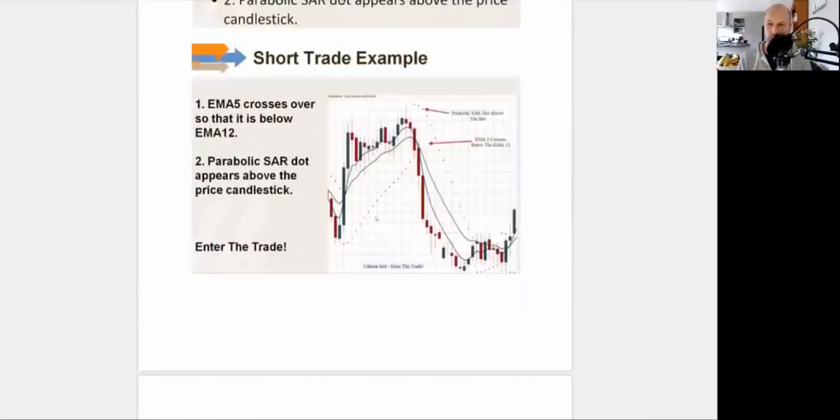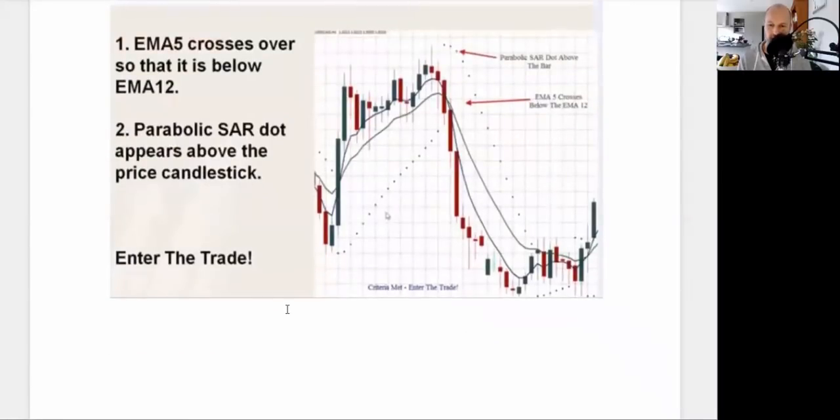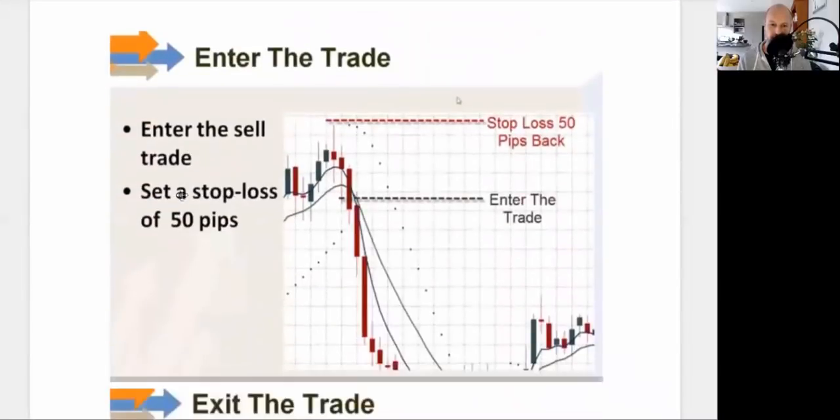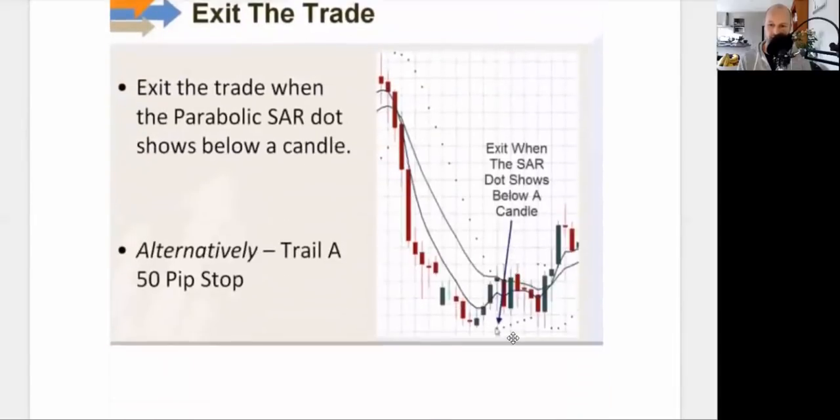So let's have a look at an example here. I'll just zoom in quickly for you guys. So we've got the crossover happening here. We've got the parabolic SAR above, so we're looking for a short. Those are the rules. Enter the sell trade. Set the stop 50 pips above. So bang, there it goes, 50 pips above. All seems fairly simple. And then you exit the trade. Either you can trail it, alternatively, or you can wait till the parabolic SAR flips and goes to the opposite side, in which case you exit about here.